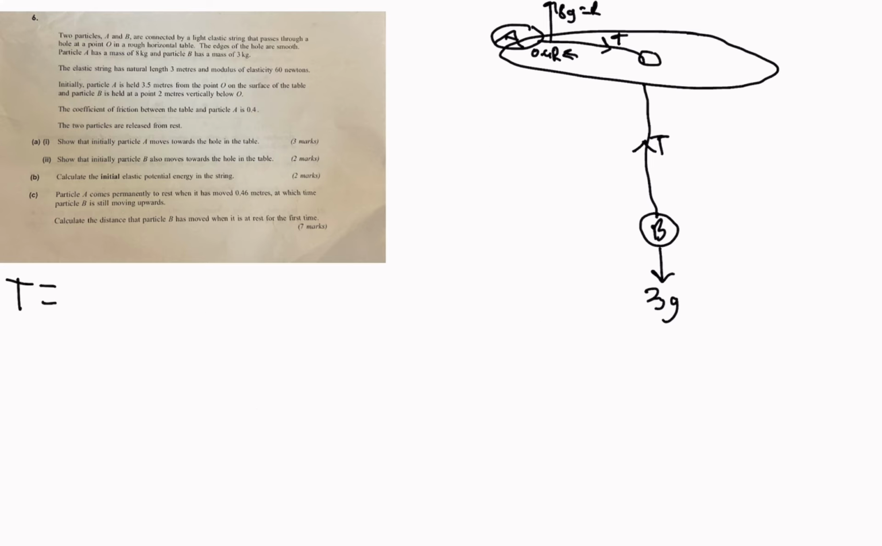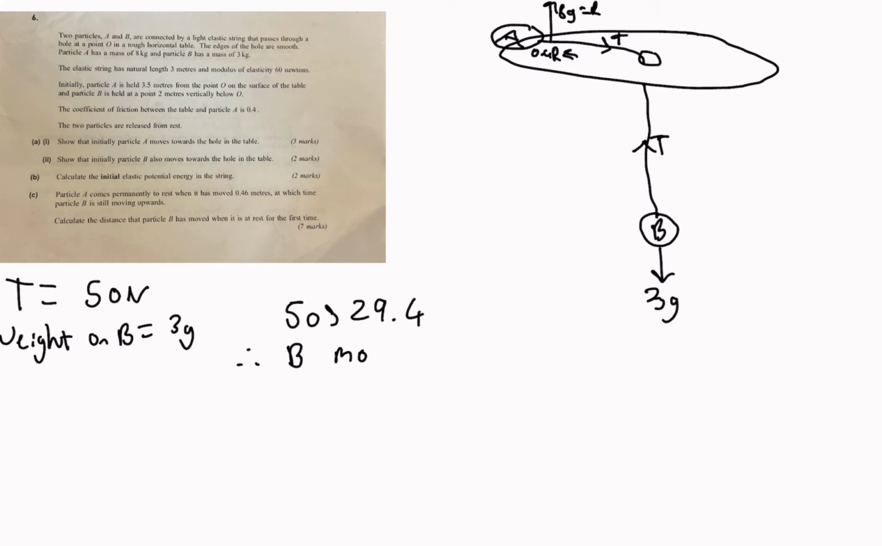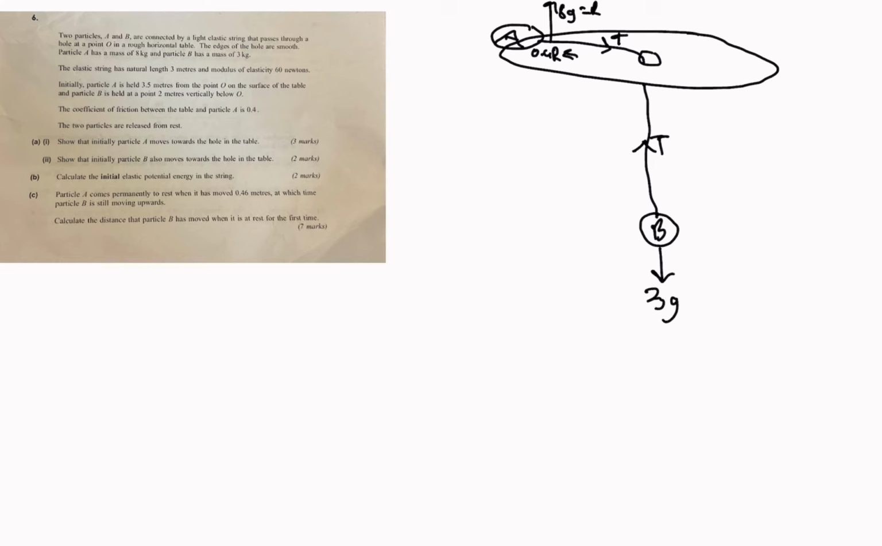The second part says, show that initially particle B also moves towards the hole in the table. Okay, so we know that the tension is 50 newtons and the weight on B is 3g. So that means that 50 take 3g is going to be the resultant force, and that's not going to be 0, so there's going to be a resultant force acting up. Or we can say that 50 is bigger than 29.4, which is just 3g. So that means B moves towards the hole.